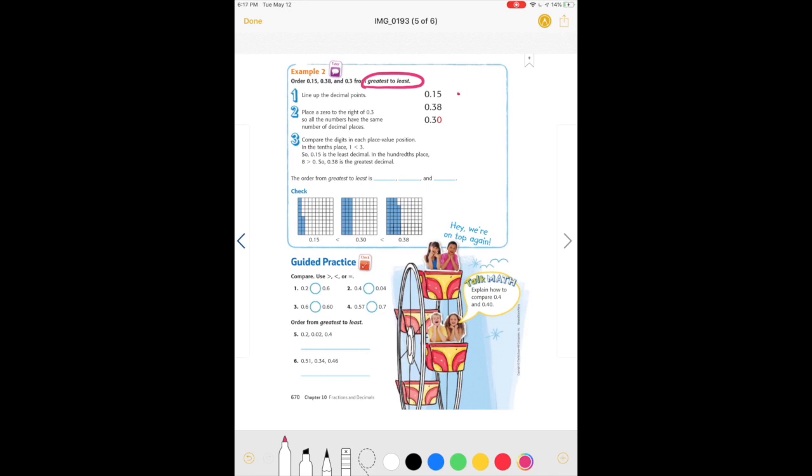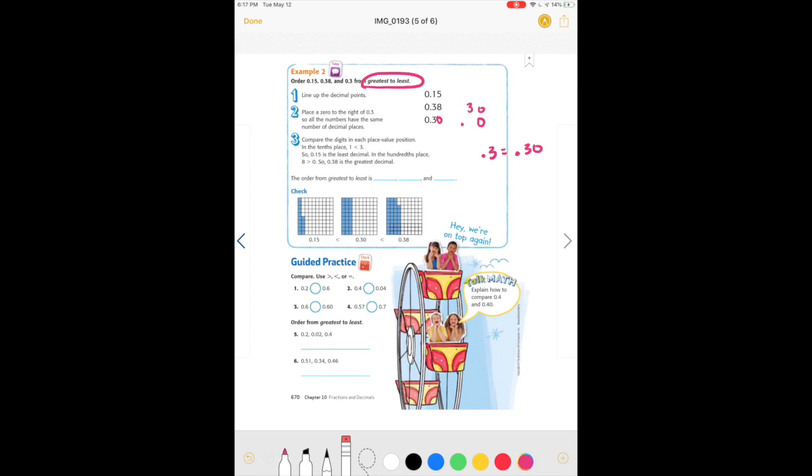So we have 0.15, 0.38, and 0.3. Notice they put a 0 on the end because that's the same. We learned in a couple lessons that this is the same as this. All right, so line up the decimal points. Make sure your decimal points are all in the same place. Place a 0 to the right of 3/10 so that all the numbers have the same number of decimal places, all right? You need to have them all have 2 decimals. Compare the digits in each position.